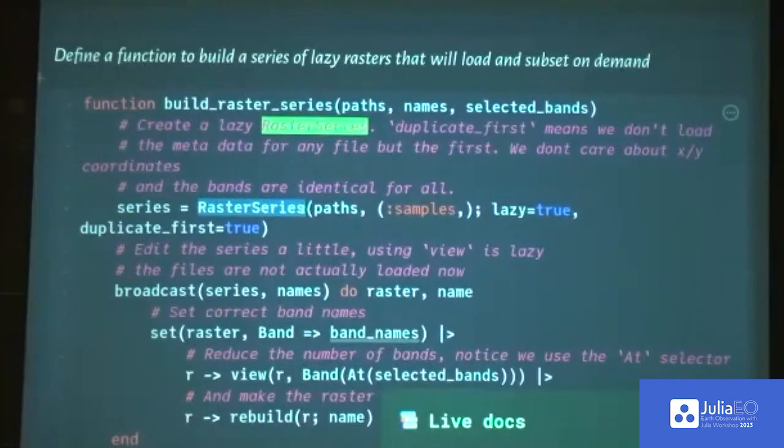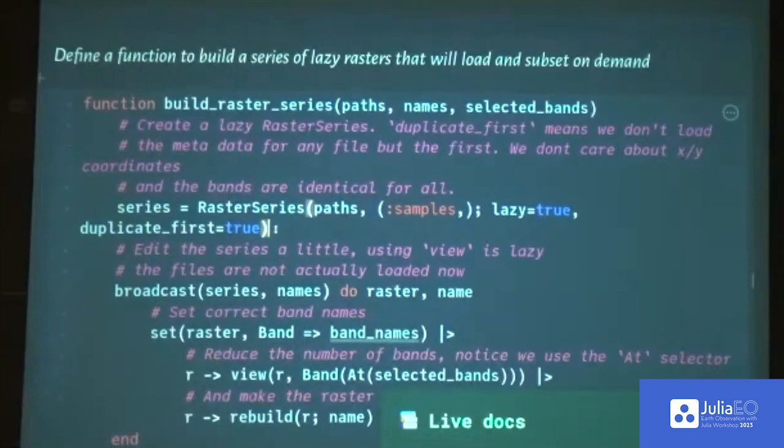where we can load a lot of files at the same time into a vector, and they can all be lazy. And in this case, we'll use this duplicate first keyword, which means we don't load any of the metadata of anything after the first file, because we don't actually care about the X and Y coordinates for this kind of work. If you care about those, they will be wrong in these files. More often this is used when you have a time series and the X and Y is the same.